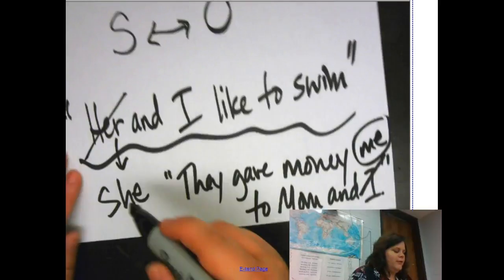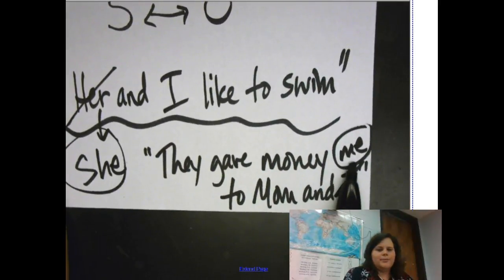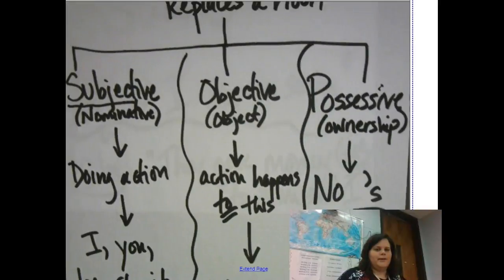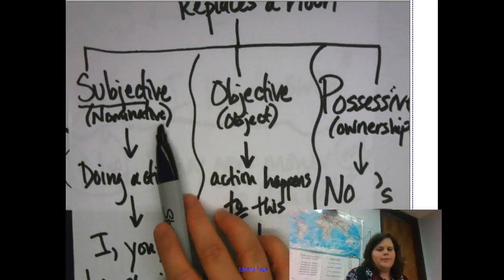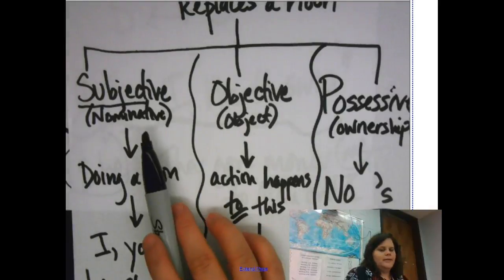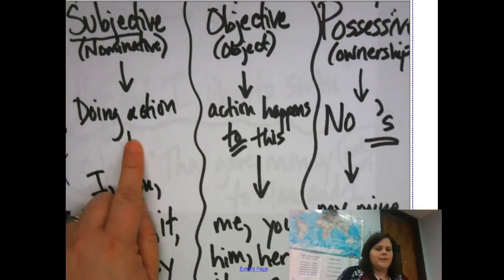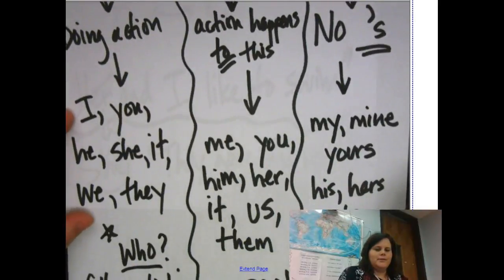So just be careful. If it's happening to that thing, use an object pronoun. If they are doing it, it's a subject pronoun. And you need to check yourself. Reminders: these are usually the two that get messed up. Whether it's subject or object depends on if it's doing the action or if something's happening to it. These are your only options.